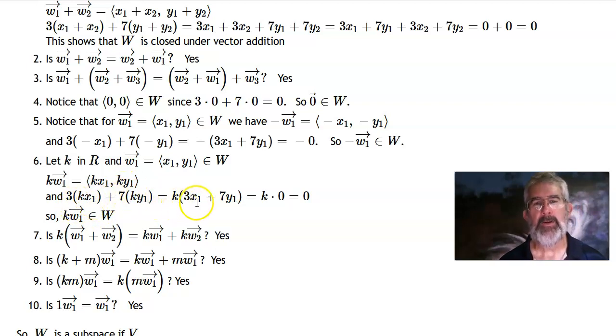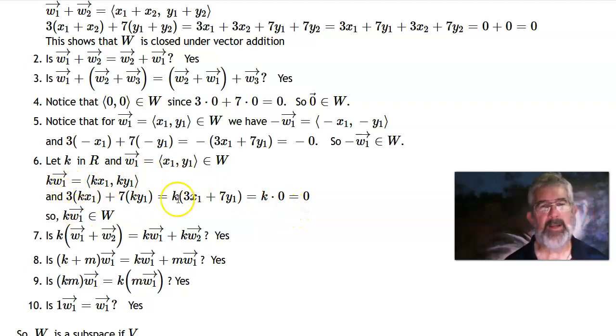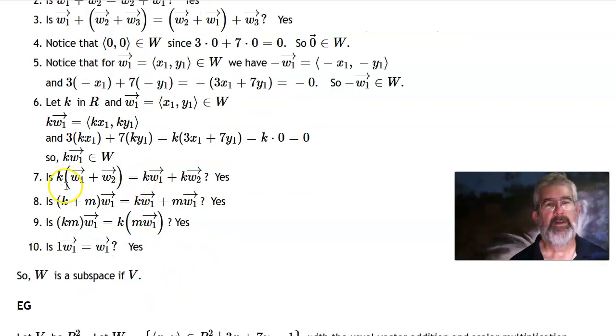The k can be factored out. Then what you have in here is just W1 checking to see if it's in there, and it is, so that's equal to 0. And k times 0 is 0. So k times W1 satisfies the condition. The bouncer lets it go through, and it's in the club. It is closed. The scalar multiplication is closed. 7. This has nothing to do with the definition of W.